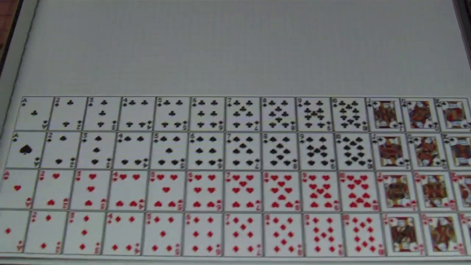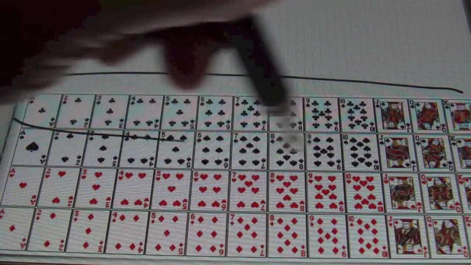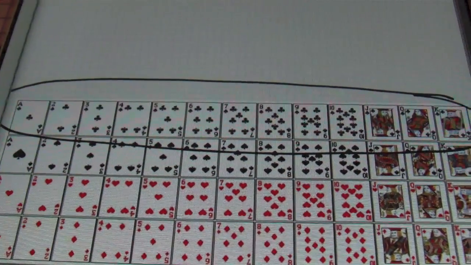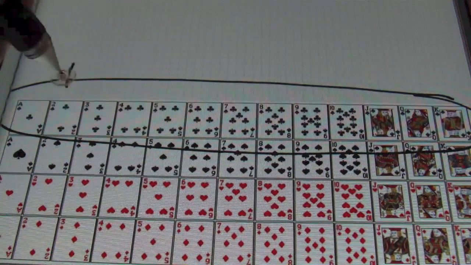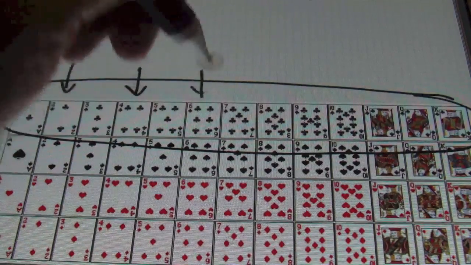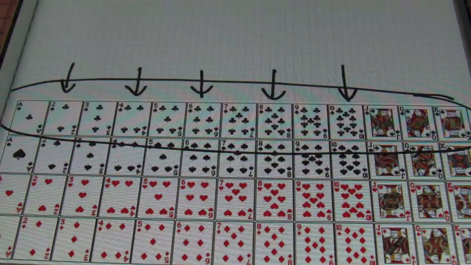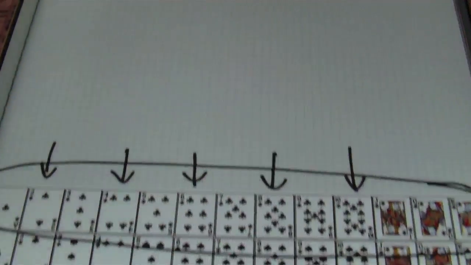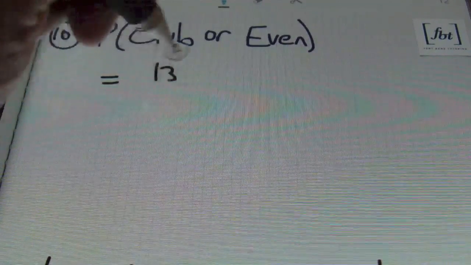Well, here in our setup, we know that the clubs are all of these right here. Those are our clubs, and we have 13 of those. Then we want the even numbers. Even numbers are 2, 4, 6, 8, and 10, just like that. So let's compile all of this together. We know that what we want are clubs, and there's 13 of those, right?